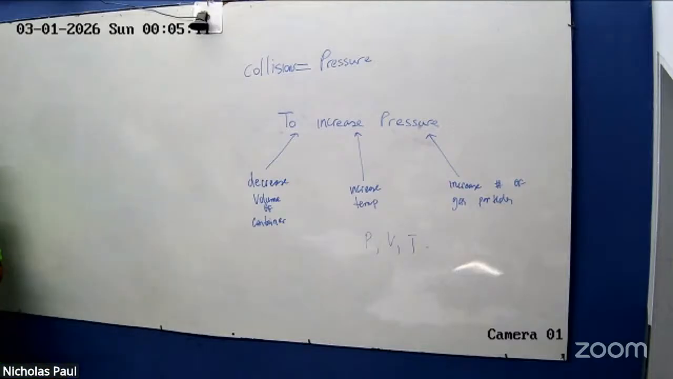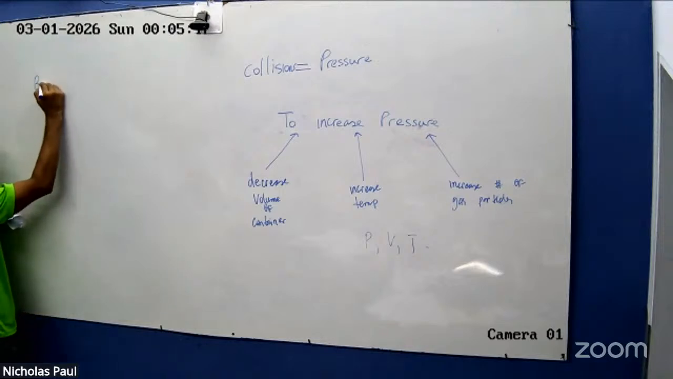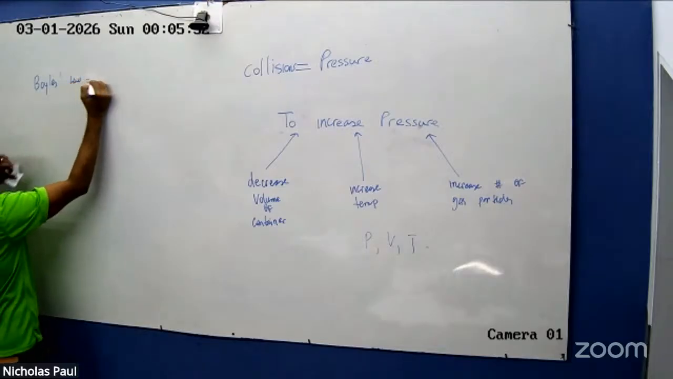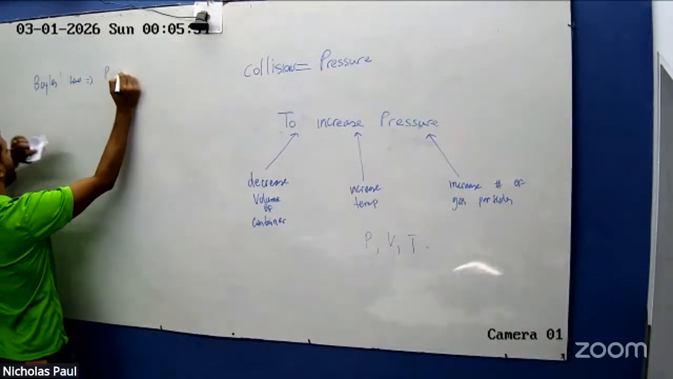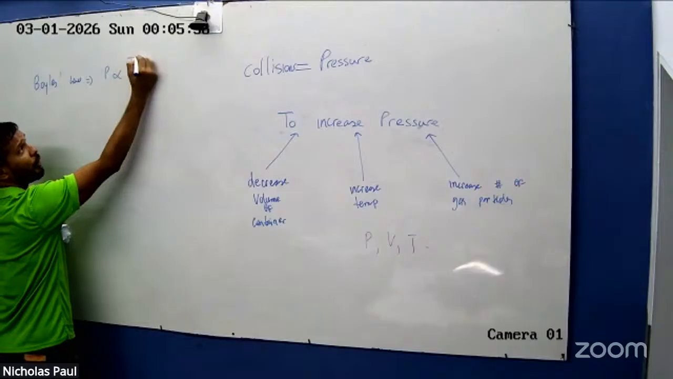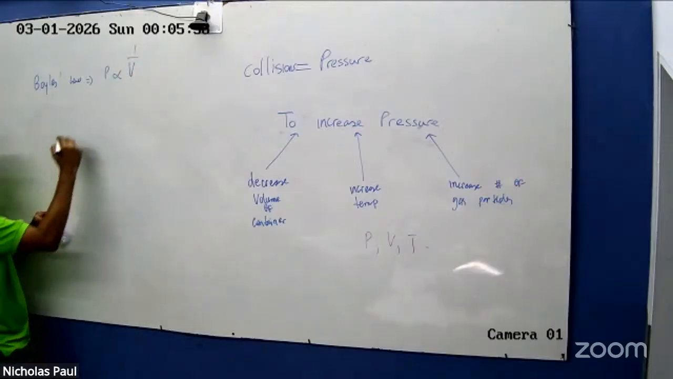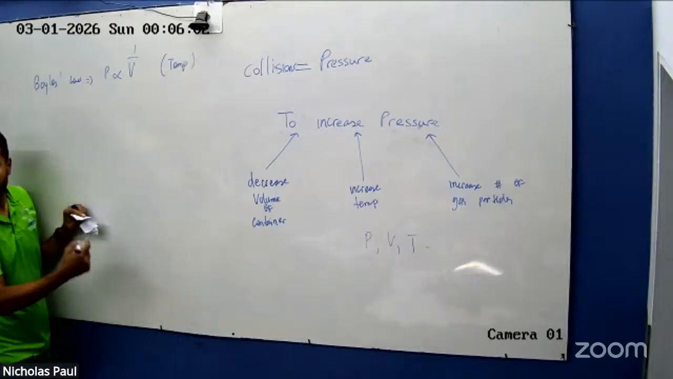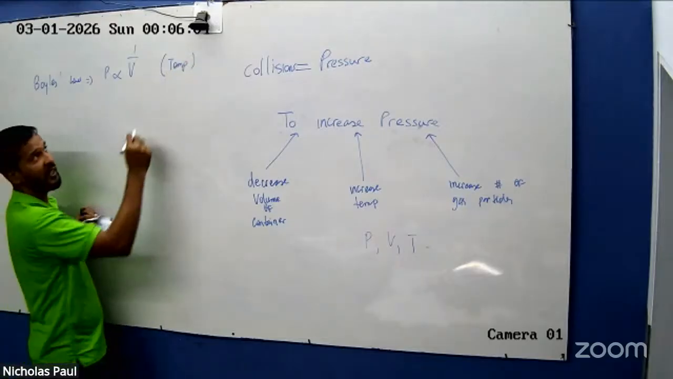Right. Everybody watch here. So far we learned about Boyle's law, and Boyle's law said that pressure and volume are inversely related at constant temperature. Right? And I gave you the worded version in the handout.